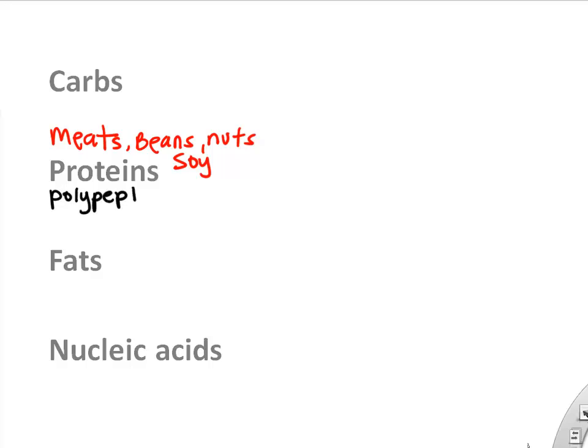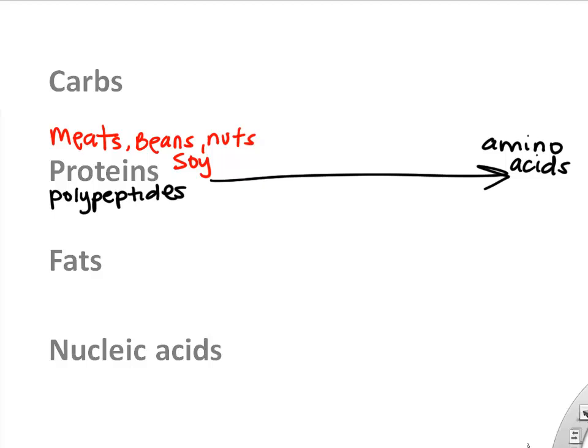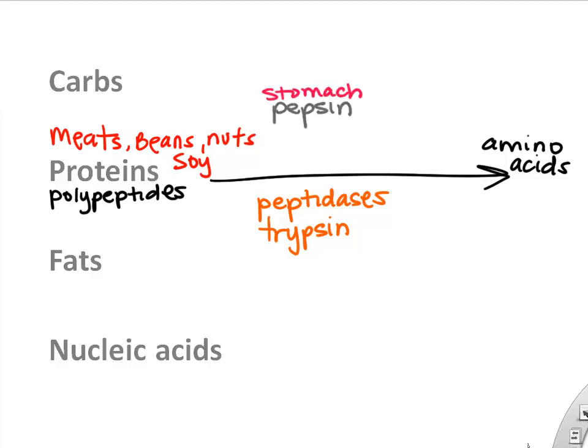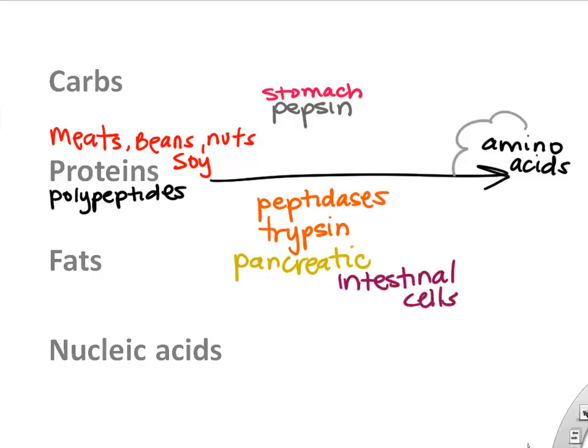In order to break down proteins or polypeptides, we're going to want to break those down to amino acids. The amino acids then can be absorbed. The types of enzymes that we'll need to break down proteins include peptidases and trypsin. Many of those are going to be from the pancreas or from our little intestinal cells. And we don't forget about pepsin from our stomach, which helps a bit too.